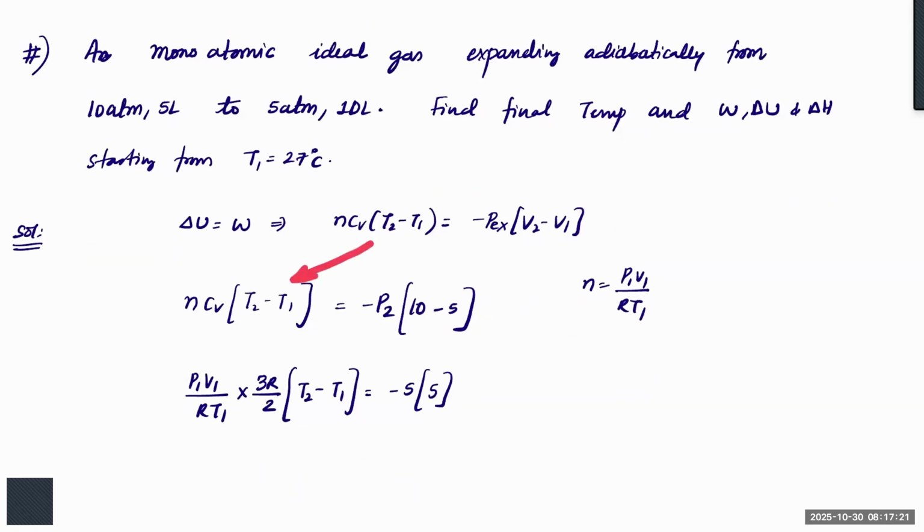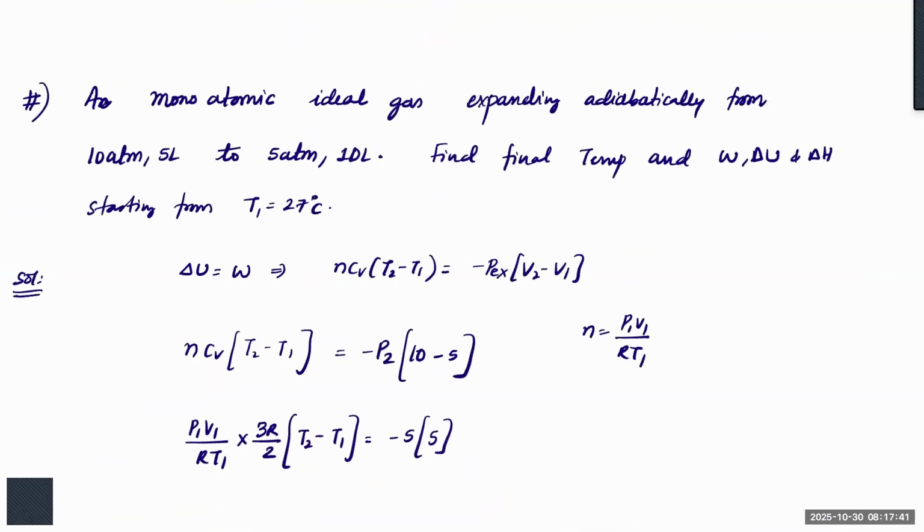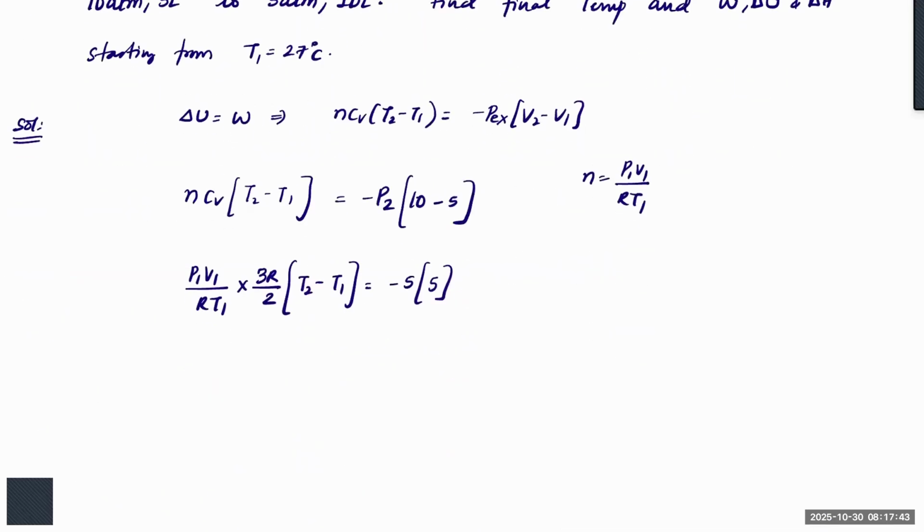So this nCv delta T is equal to minus P external into 10 minus 5. As you substitute all of these values, you know that the final pressure will always be equal to the external pressure. Using that, I can calculate what T2 is. That is the only unknown part. I hope this part is clear.